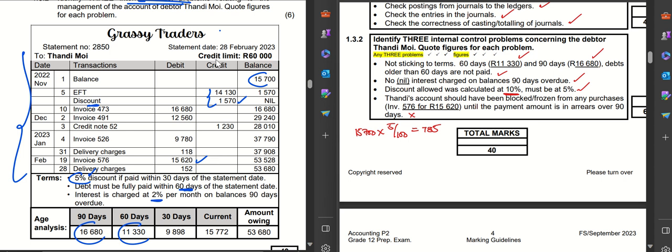All right. So we should have stopped her from buying because she is not complying to the credit terms. In terms of the credit limit, you can see her credit limit is 60,000. So she is still below the credit limit. However, she is not complying to these terms of 60 days. So we should have frozen her account, that she should first settle the account off before we can allow her further credit.